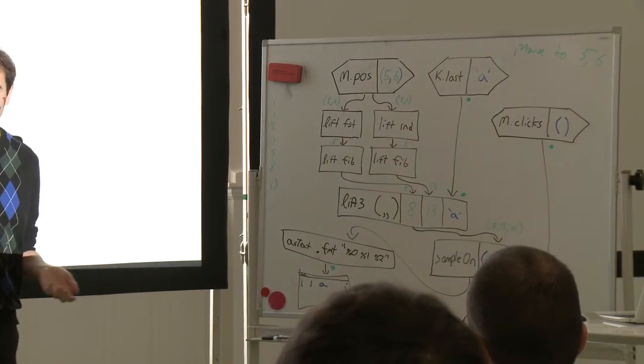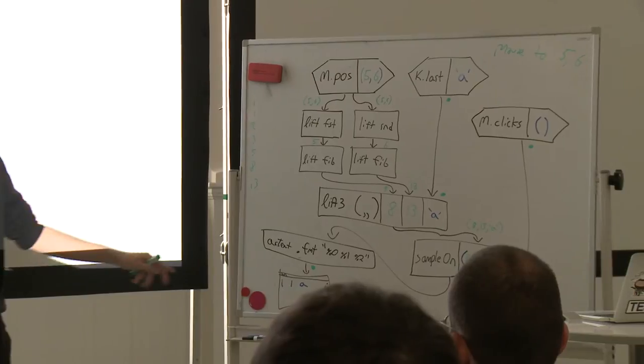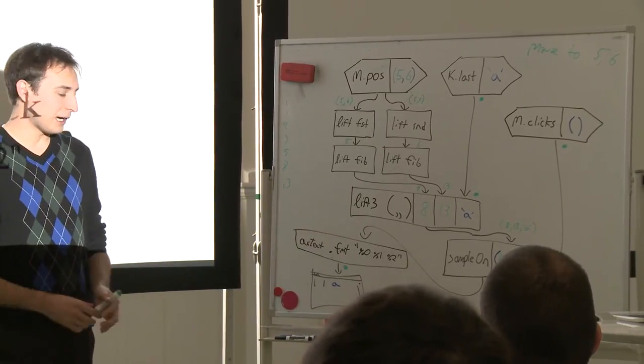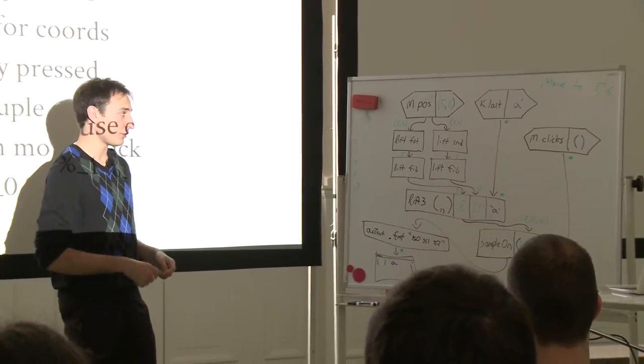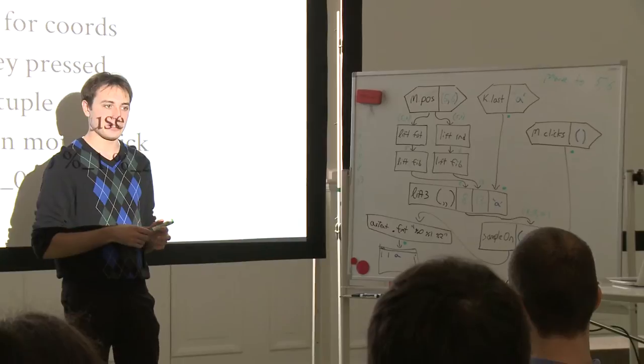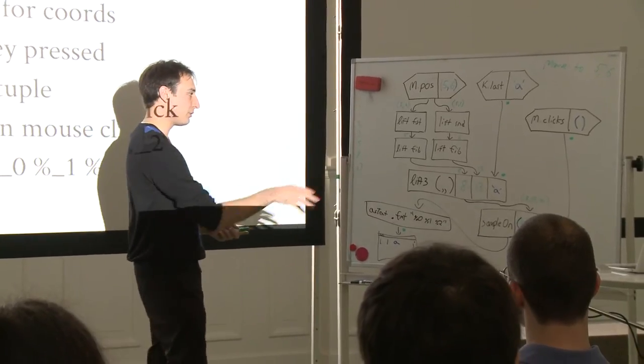And so this is what we would expect, right? We wrote our program so that everything goes through this sample on. We're only going to recompute our display when we have a mouse click. So moving our mouse around shouldn't change anything, only some internal representation that we don't really see. So this is as we suspect.